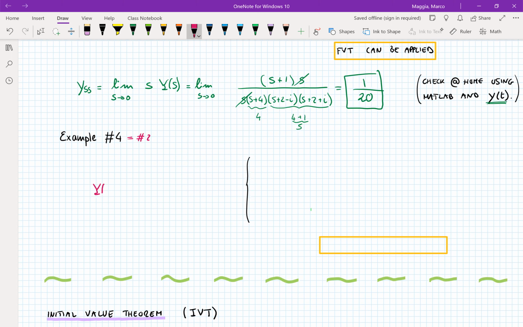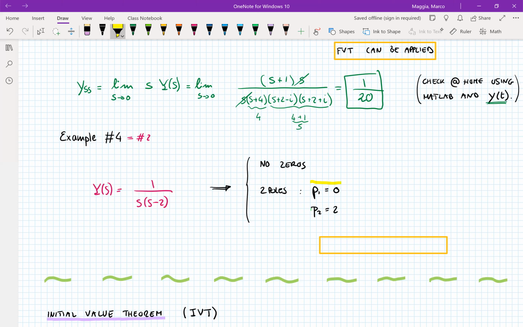All right, so we have that Y(s) is equal to 1 over s times (s minus 2). Let's go step by step. How many zeros do we have? Well, we have to check the numerator. The numerator is simply 1. The degree of the polynomial is 0, so we don't have any zeros. What about the poles? We have 2 of them. We have 1 at 0 and 1 at 2.